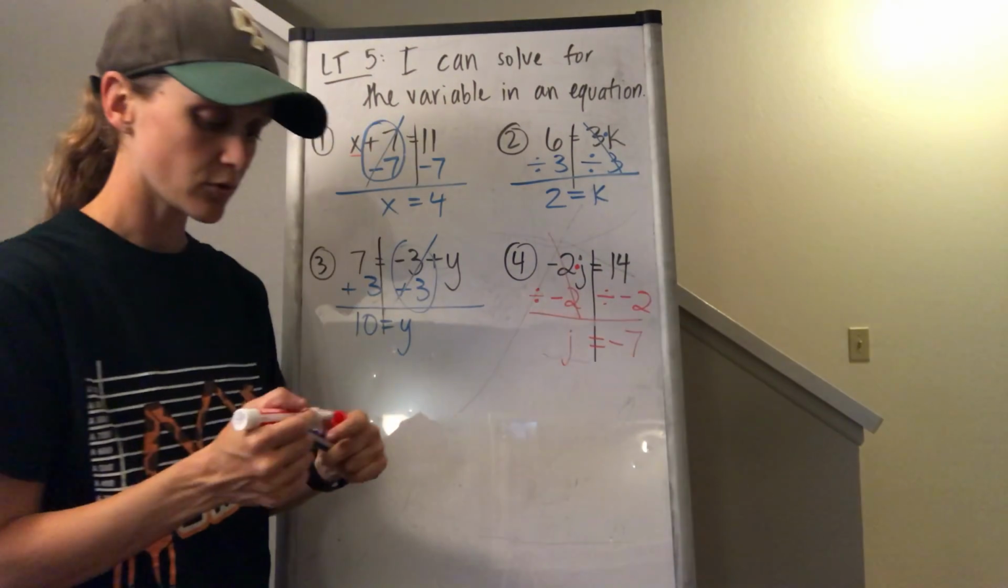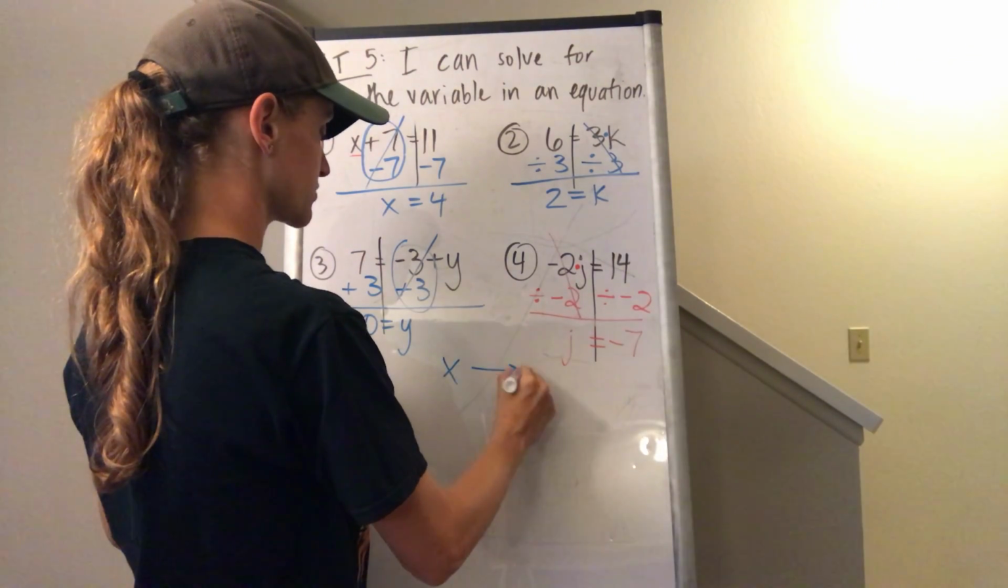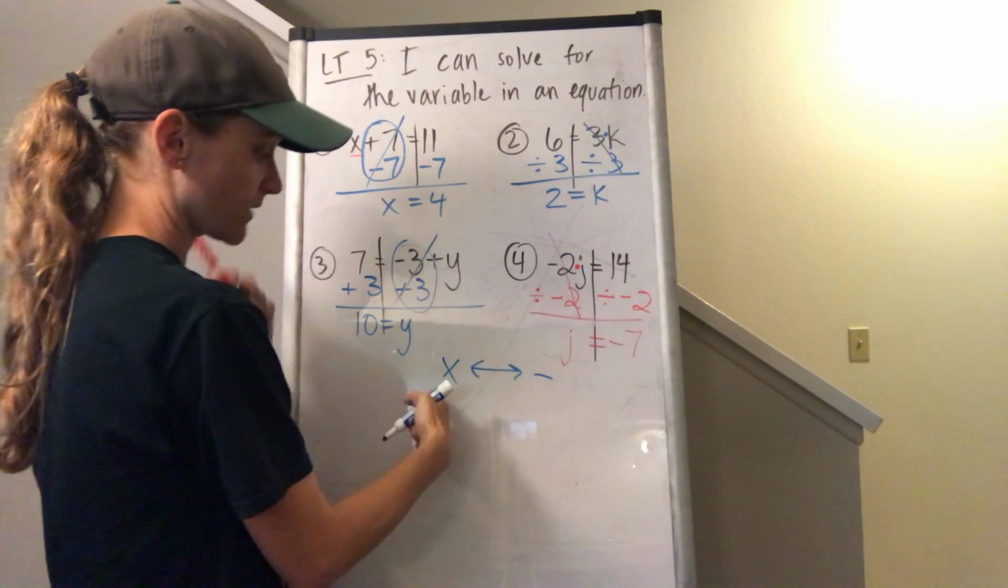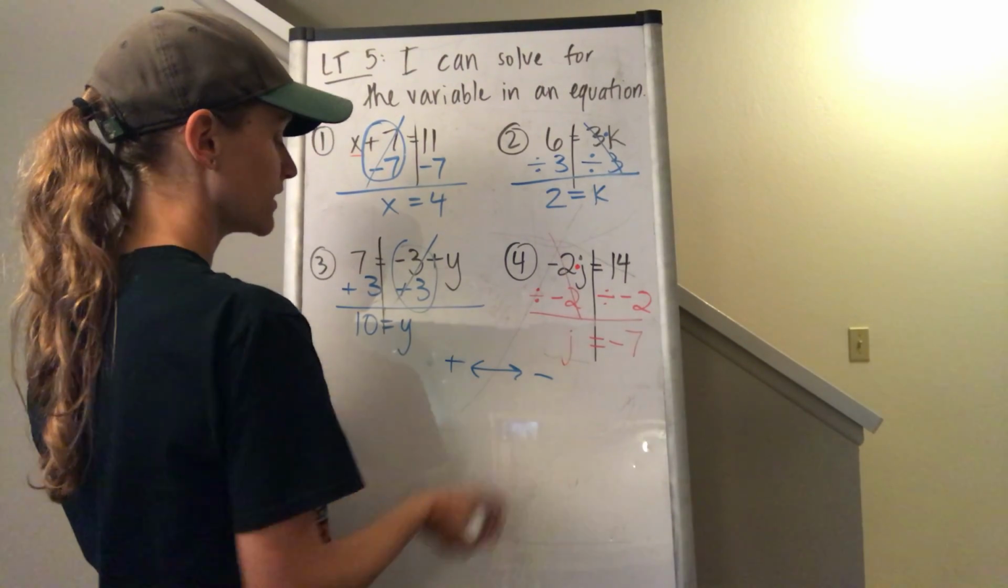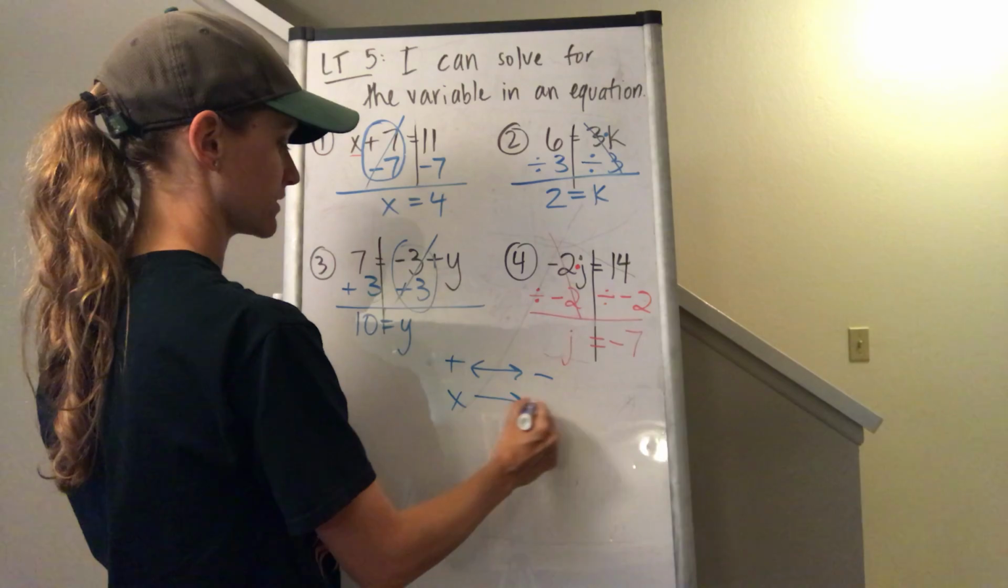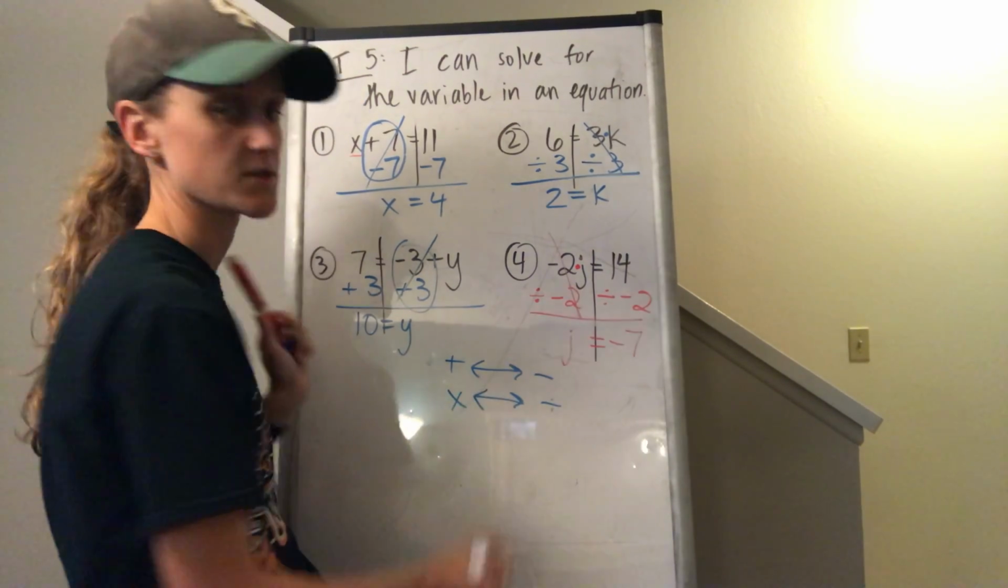So remember, the main point of these is to always just do the opposite operation. The opposite of adding is subtracting, and the same thing going backwards. And the opposite of multiplying is dividing. And the same thing goes backwards. The opposite of dividing is multiplying.